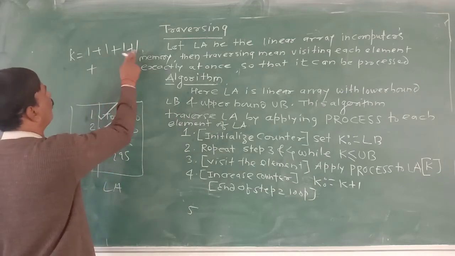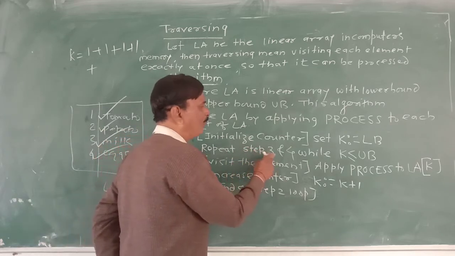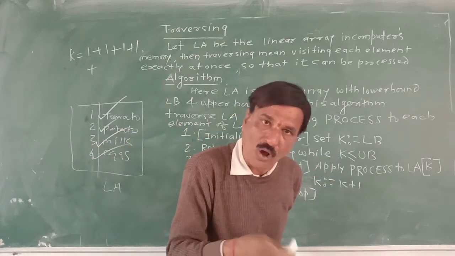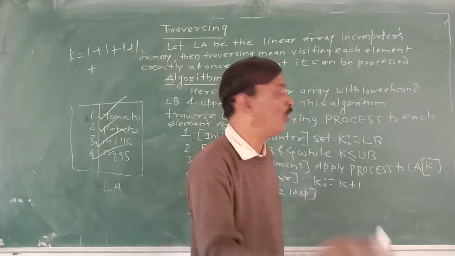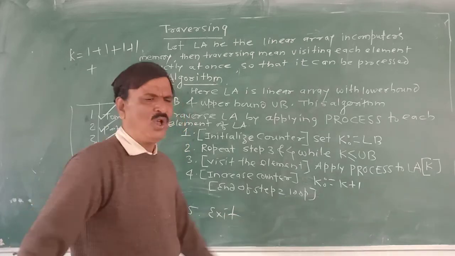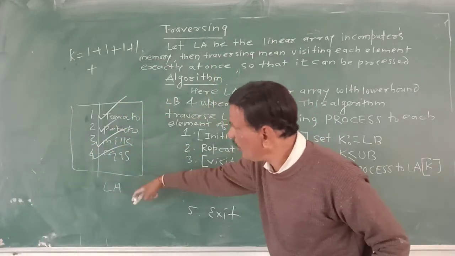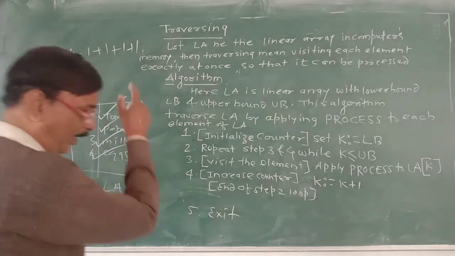Now 1, 2, 3, 4, 5. K is 5. End of the step 2 loop. Repeat steps 3 and 4 while K is smaller than or equal to upper bound. But K is now 5, which is not smaller than or equal to the upper bound. Thus step number 5. So in this way, you see we have traversed; we have visited each element of LA. So take down this.